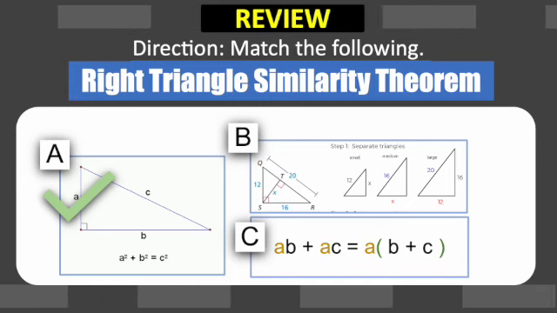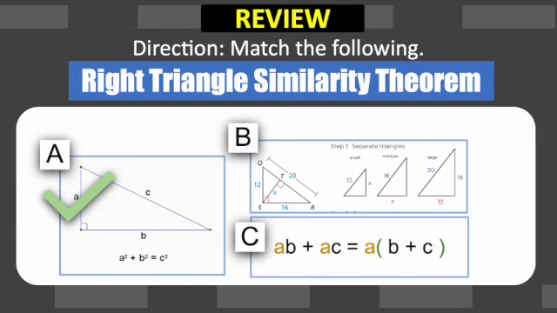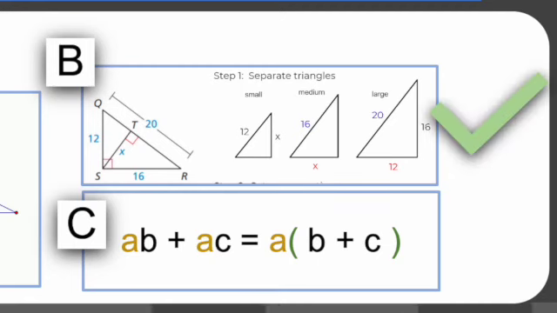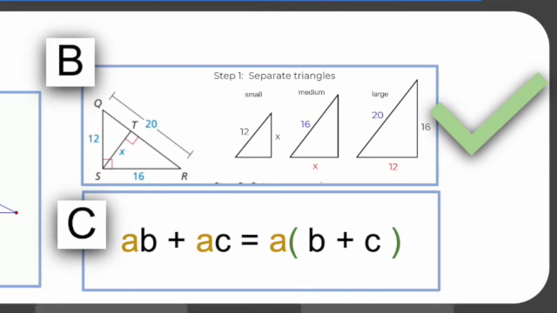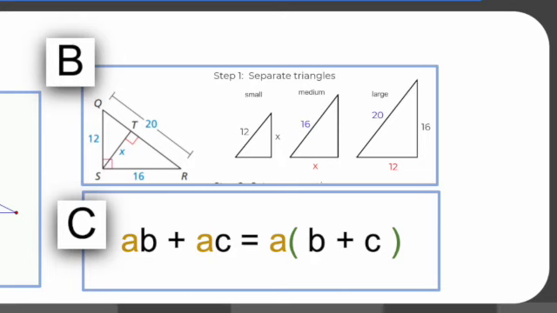Next word. Right triangle similarity theorem. Dalawa lang yan. Is it B or C? The answer is letter B. If you have noticed, the triangle is actually a right triangle, pero it's composed of 3 different right triangles. Sineparate niya in this particular figure, merong small, merong medium, and then merong large. So that describes the right triangle similarity theorem.